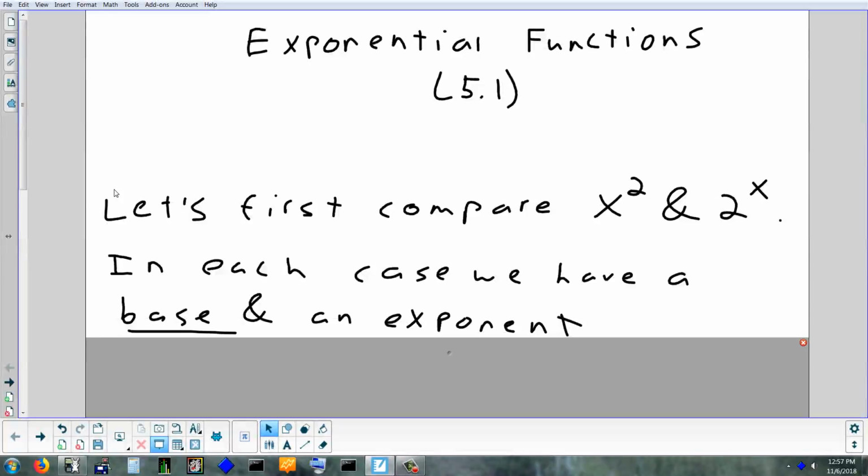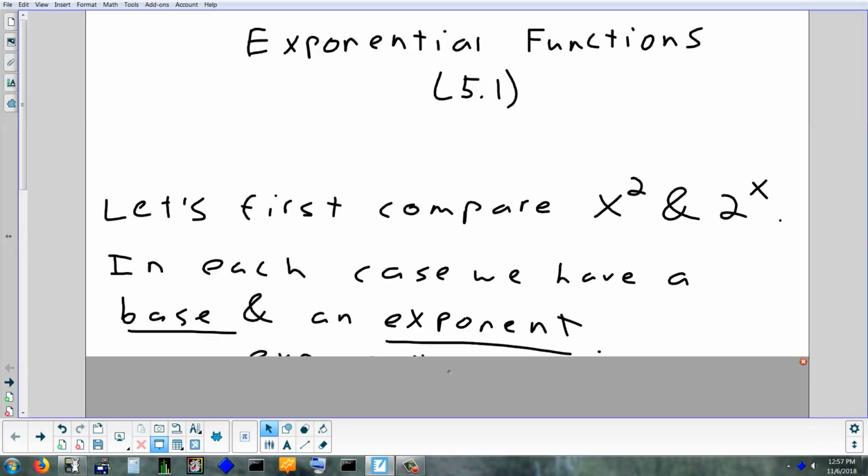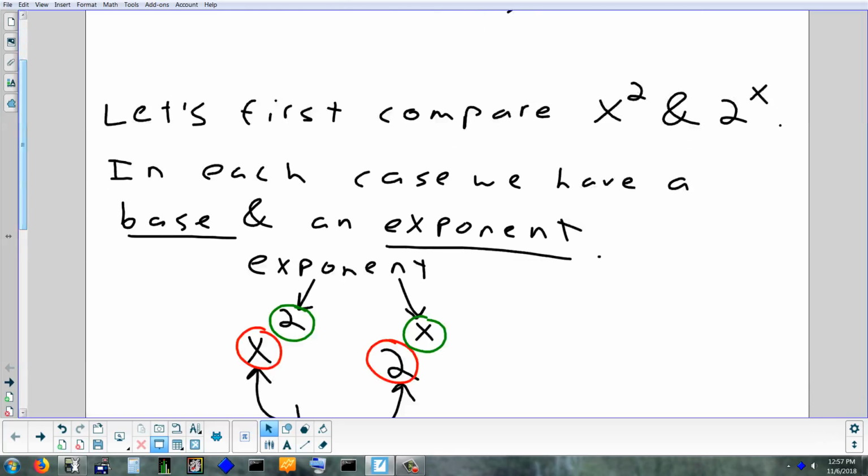I have x squared and 2 to the x. It's kind of like I flip-flopped the exponent and the base. When we're looking at x squared, Joe, what's the base in x squared? X. Yep, and the exponent? Squared, which is 2. Good. Now in the other expression, 2 is the base and x is the exponent.